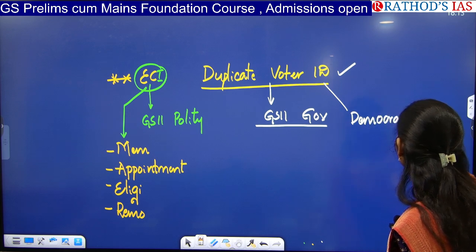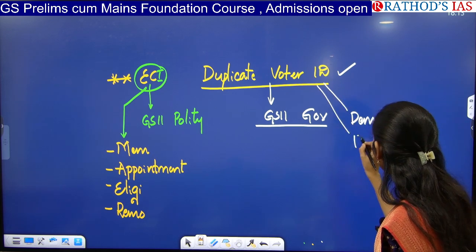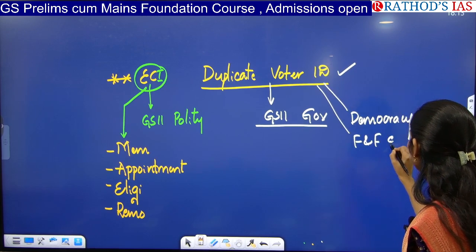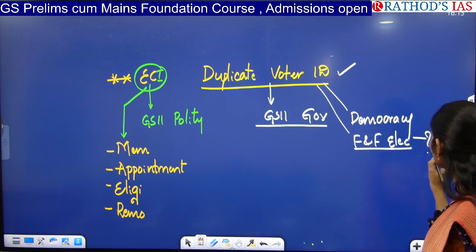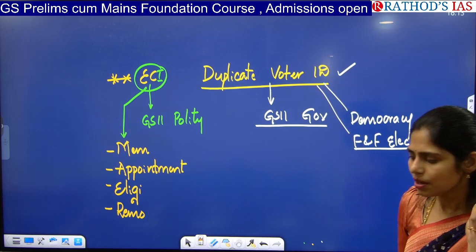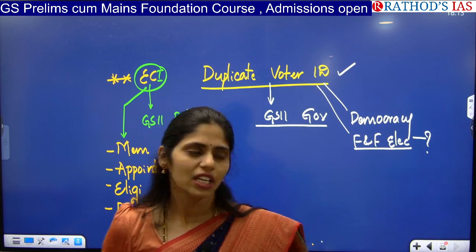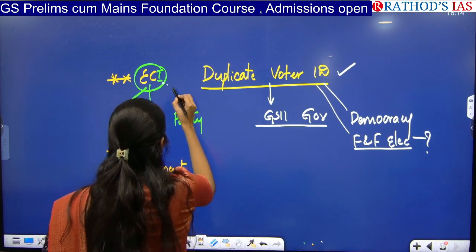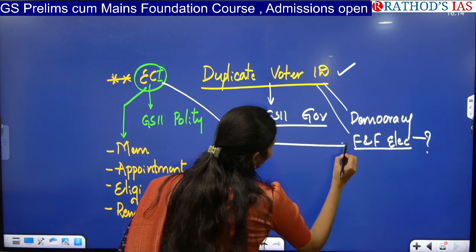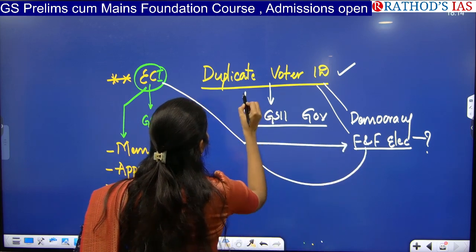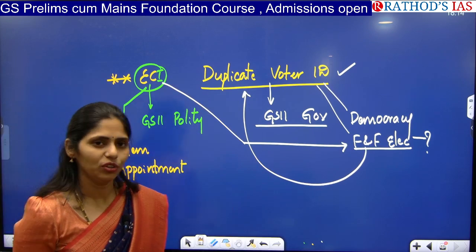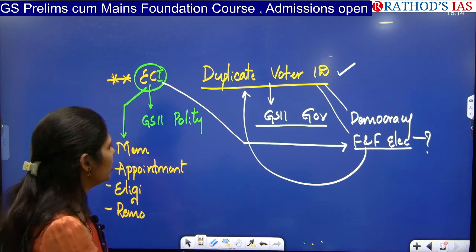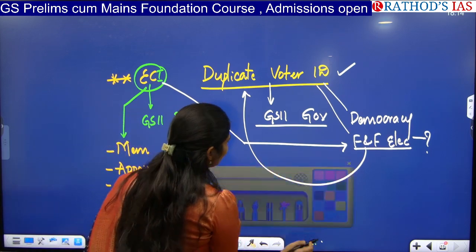And we cannot even ensure free and fair elections. Which organization is responsible in our country for providing free and fair elections? That is obviously the Election Commission of India. So to ensure free and fair elections, now the EC has taken a decision that it is going to remove duplicate voter IDs. Here, what are the dimensions you have to see?